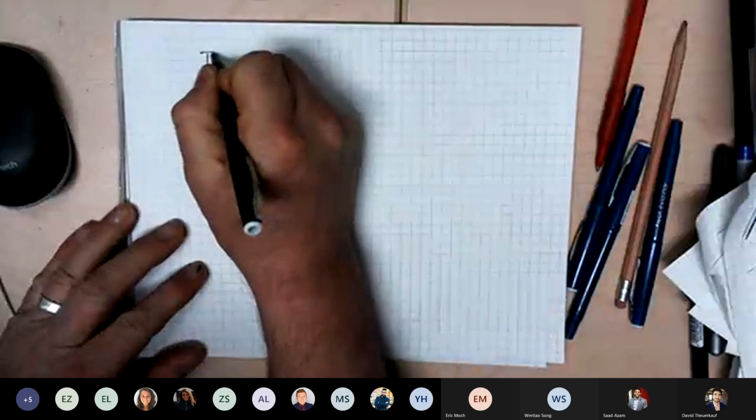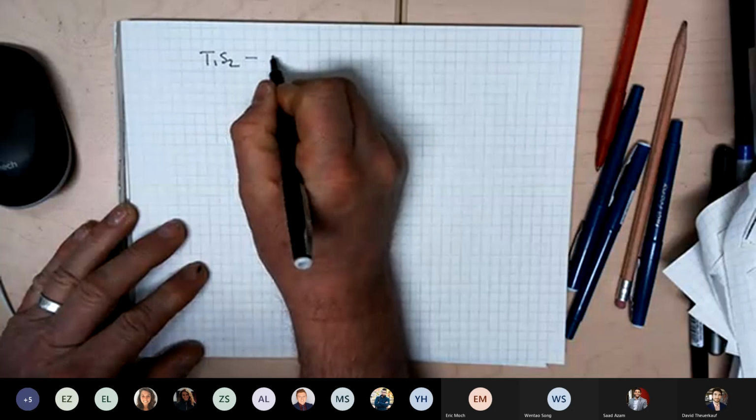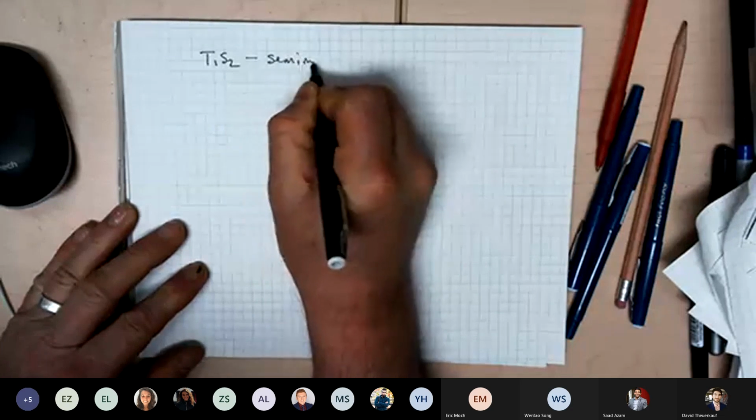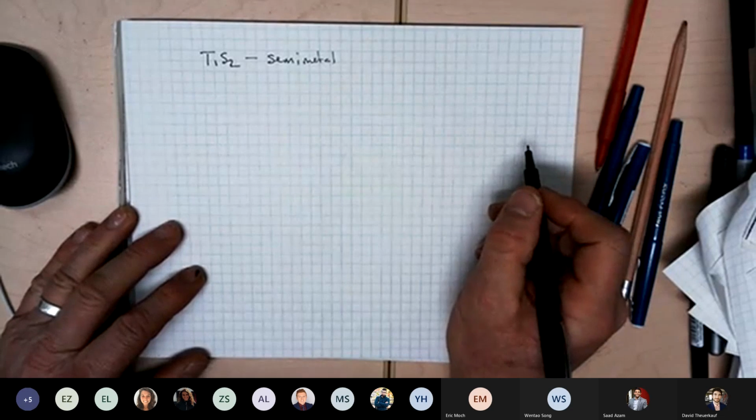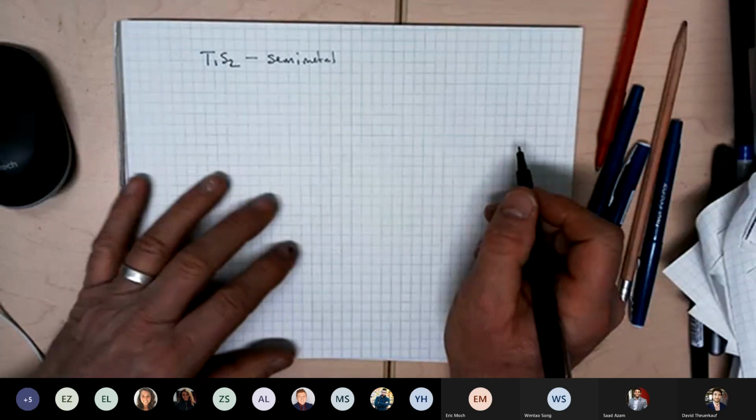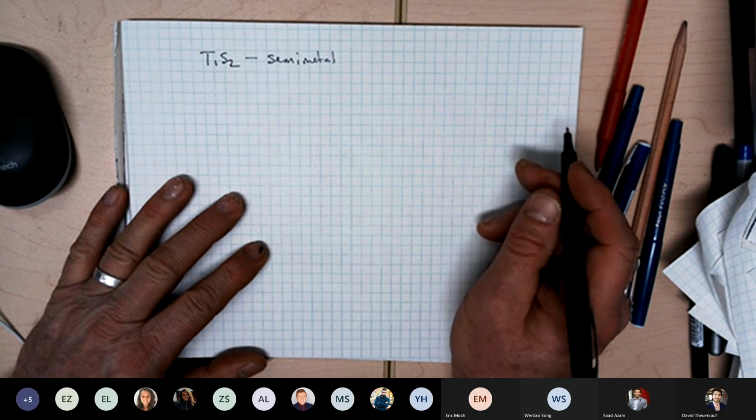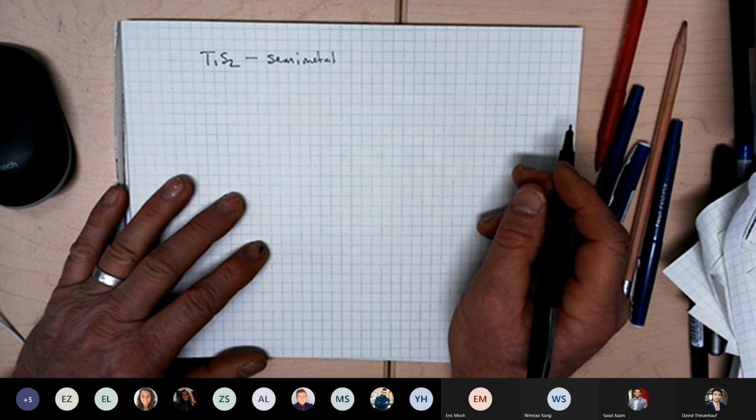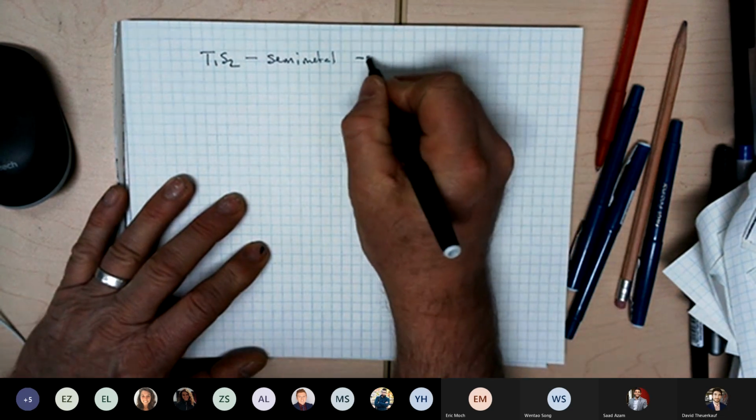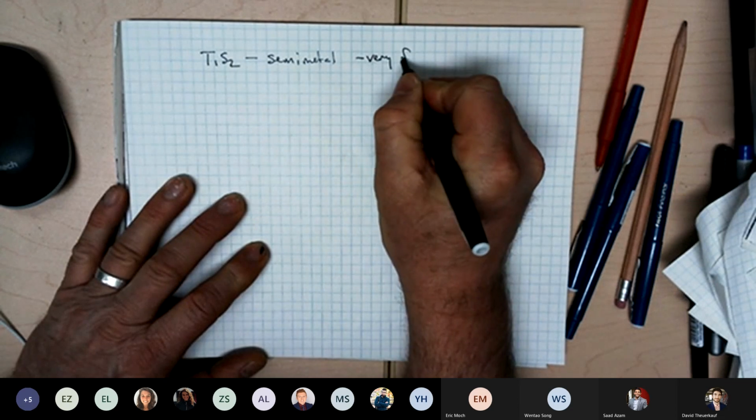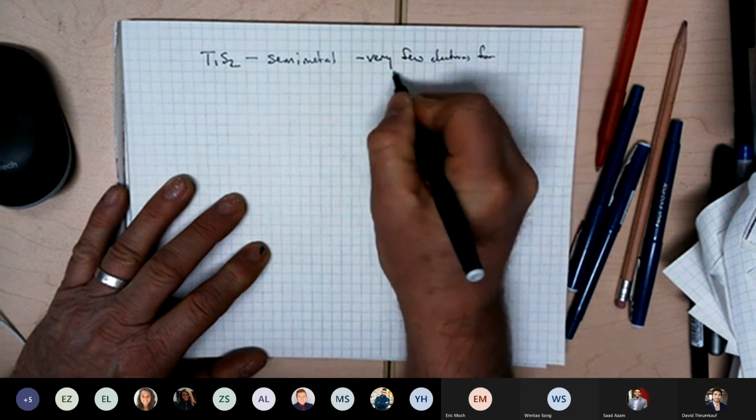Okay, so TiS2 is called a semi-metal. It means that the electron density at the Fermi level is very, very small. It's not a semiconductor where there's a band gap, and it's not a metal where there's a large electron density at the Fermi level. So it means there's very few electrons for screening.